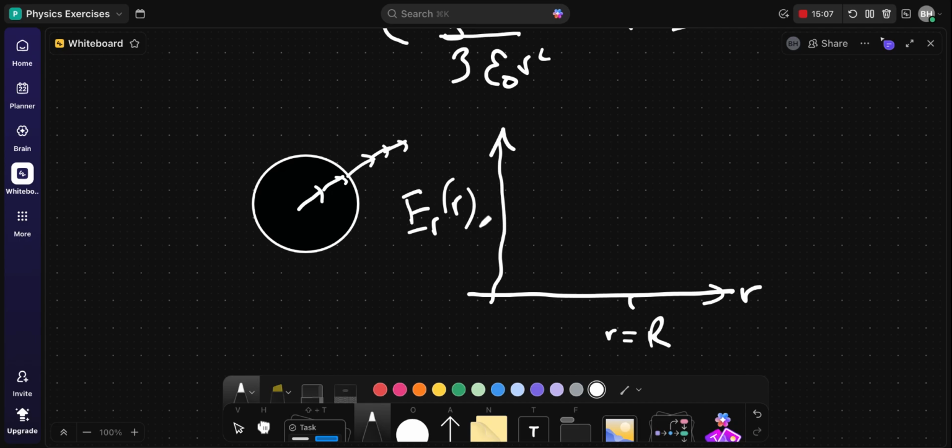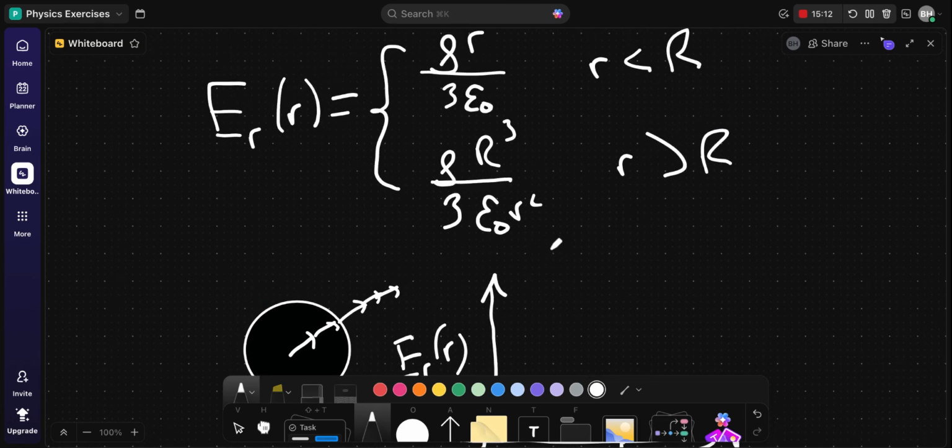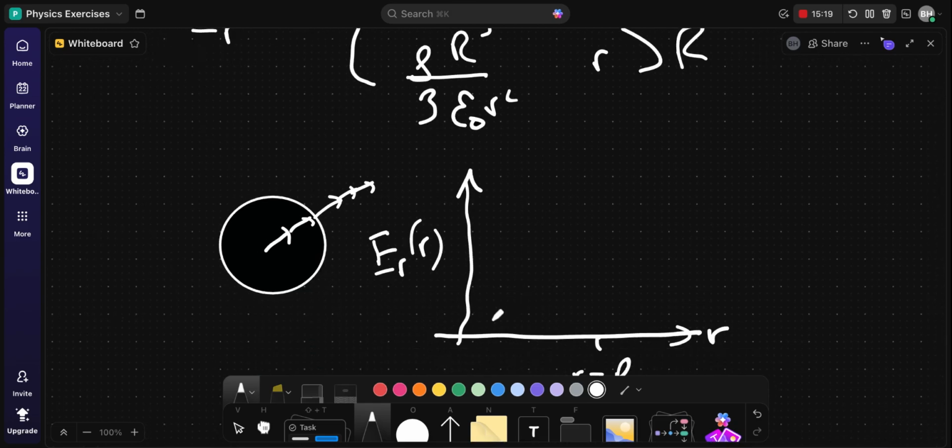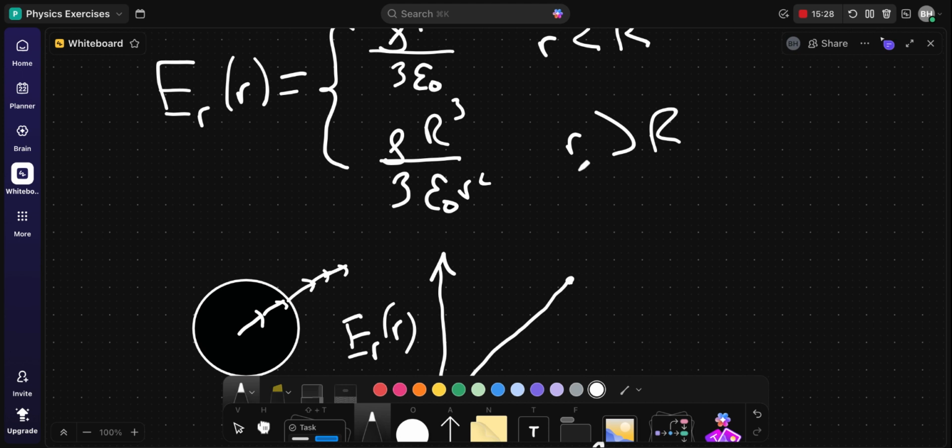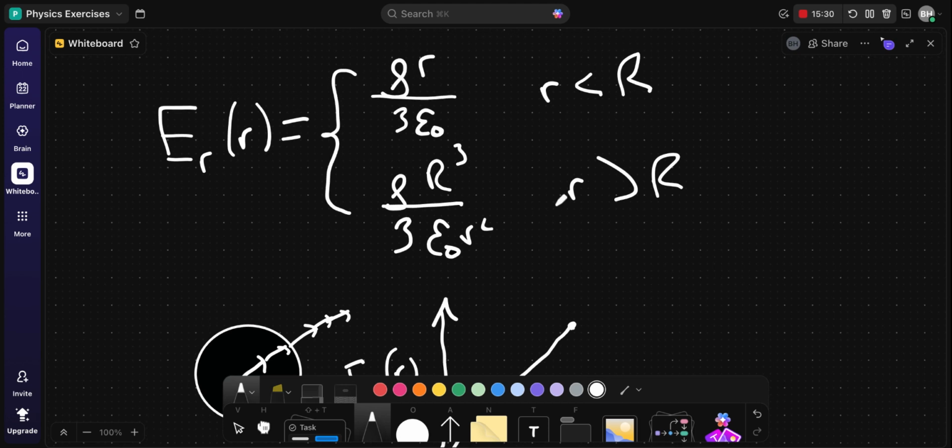Okay, what happens at that special point? Well, we see that in r, the radial component of the electric field is linear. So it's some sort of linear function, which has a slope. The slope is given by rho over 3 epsilon 0, as we see here.